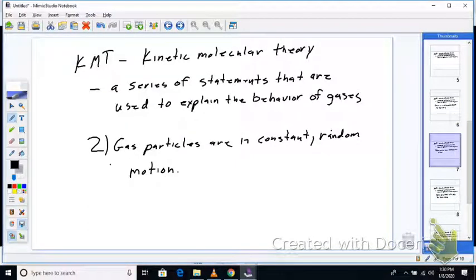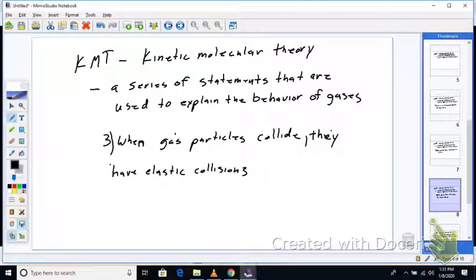Second, they're in constant random motion. That means gases take up the volume of the container they're in. Liquids don't take up the whole space of the container unless it's full of the liquid, and solids also don't. When they collide, they're perfectly elastic. That means they hold their energy.